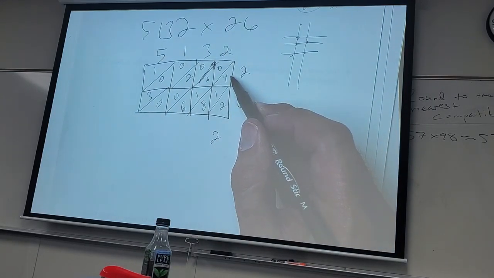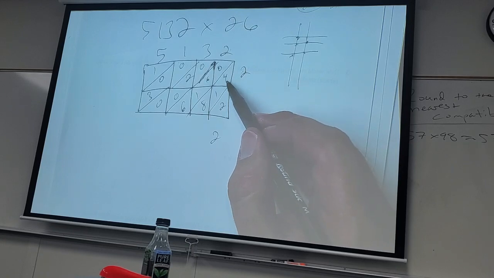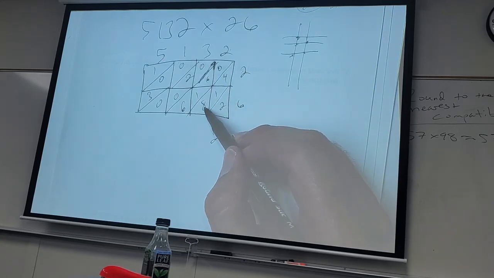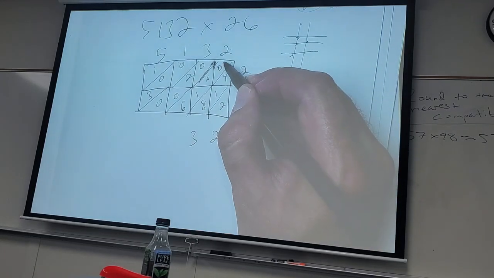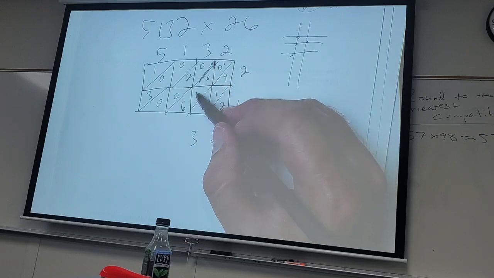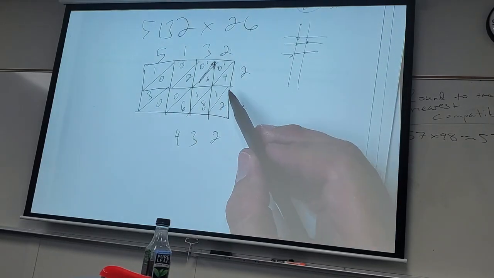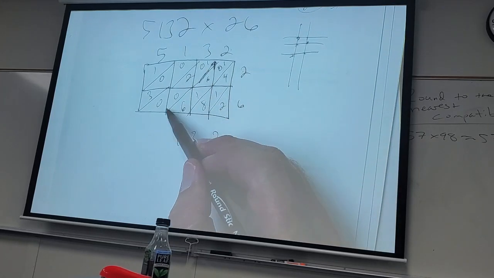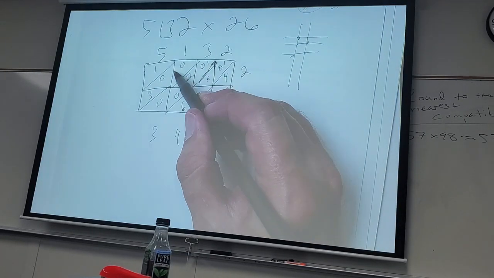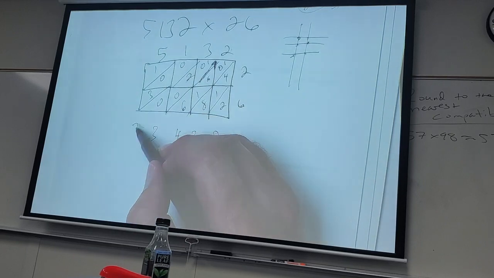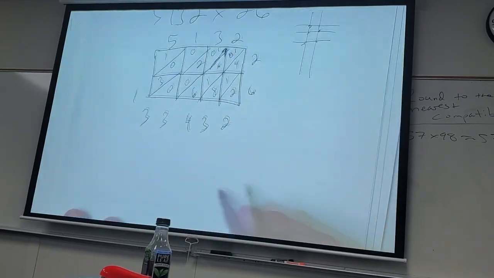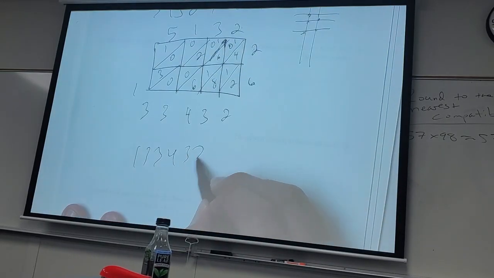Now here it gets interesting, watch. 5 plus 8 is 13, correct? So the lattice method doesn't get away from carrying, so I put a 3 and a carry of 1. 1 plus 6 is 7, plus 1 is 8, plus 6 is 14. 1 plus 2 is 3, and then 3, and then 1. So you get 133,432.